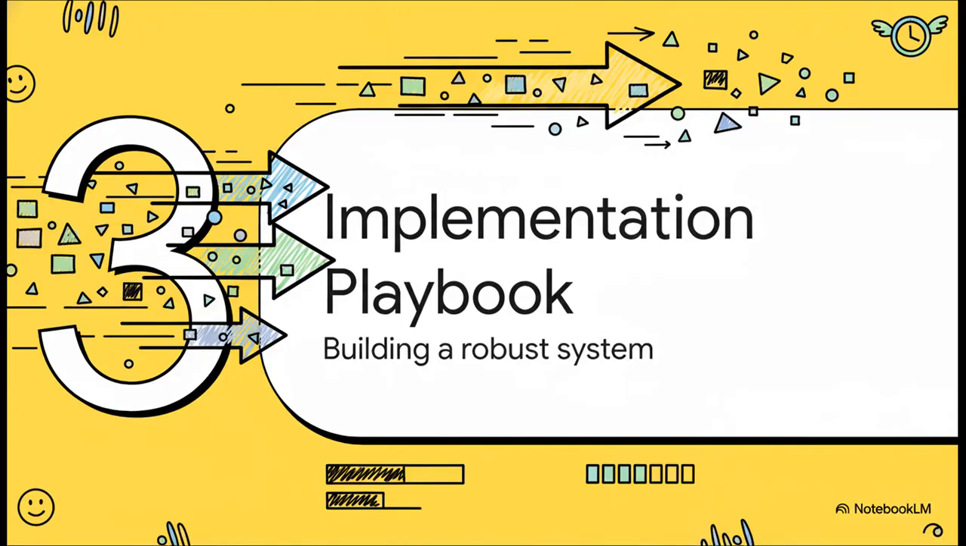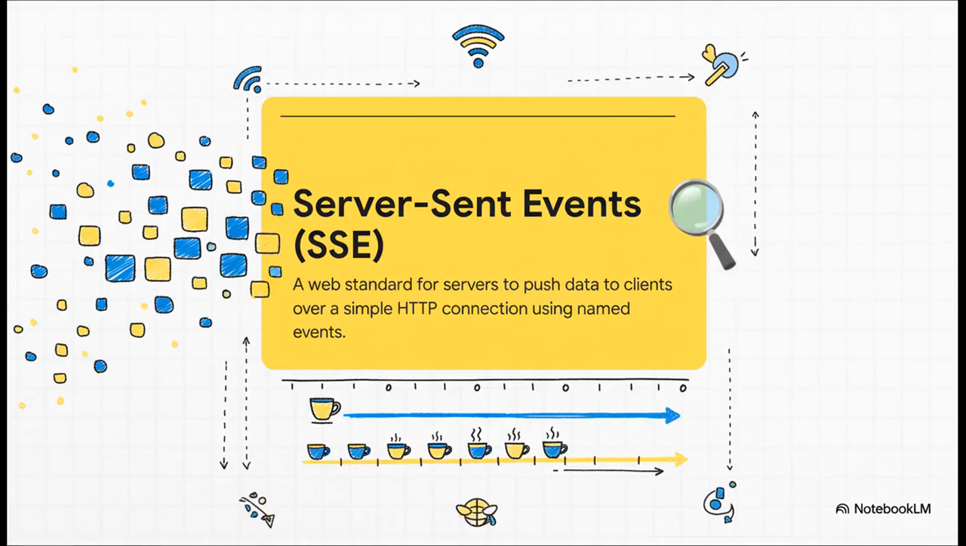All right, we've talked about the what and the why. Now let's get into the how. This is our little playbook for building a streaming system that's not just fast, but also solid and resilient. So to make this happen, you first need to pick your transport. And for most of these use cases, the best tool for the job is Server Sent Events, or just SSE. It's a web standard that's literally designed for servers to push data to clients over a simple HTTP connection.